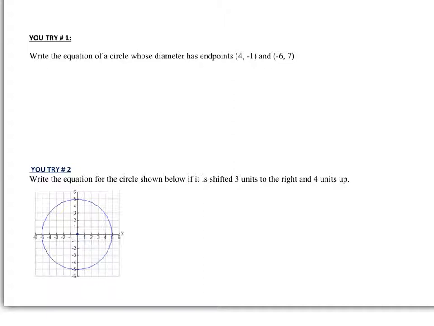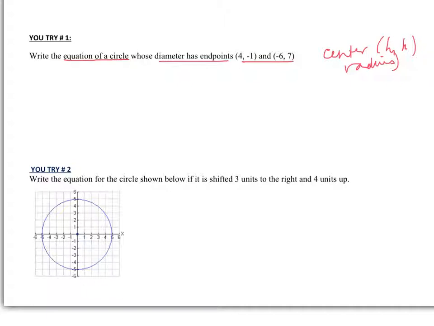Alright, so let's look at this question. Looks really familiar, right? Yes, takes us back to good old geometry. It says to write the equation of a circle whose diameter has endpoints 4, -1, and -6, 7. What do we need to write the equation of a circle? We need a center, which is H and K, and we need the radius. Now if you notice in the question, it never said anything about center or radius.